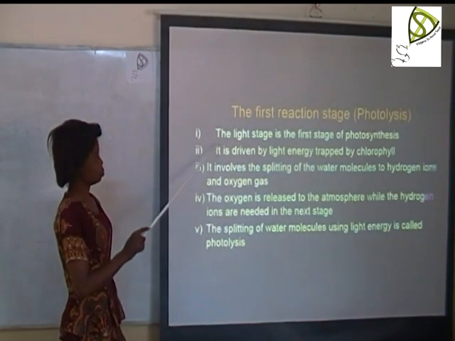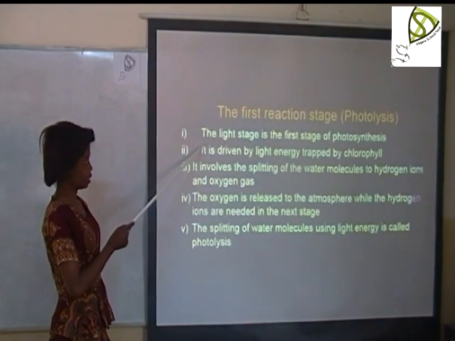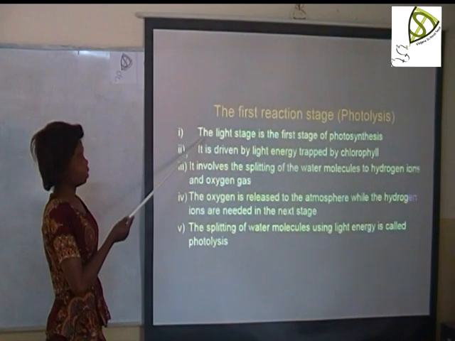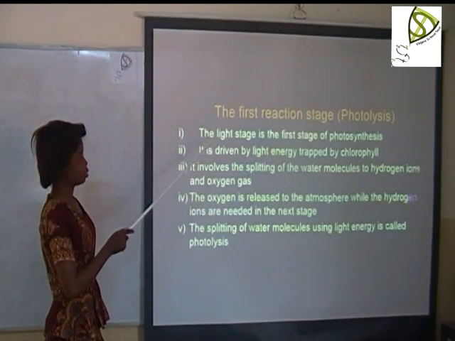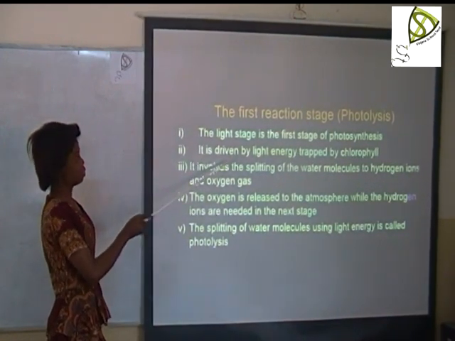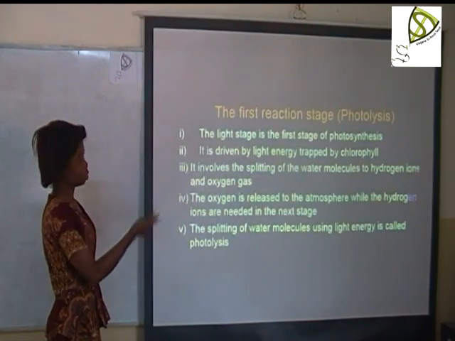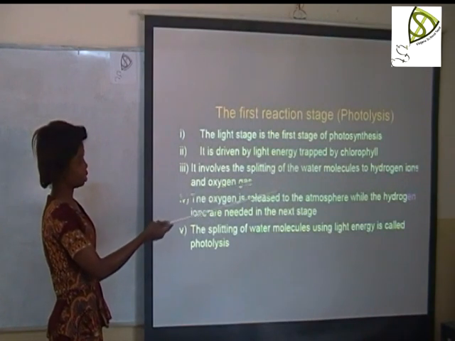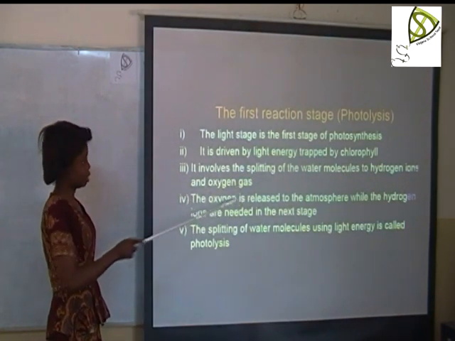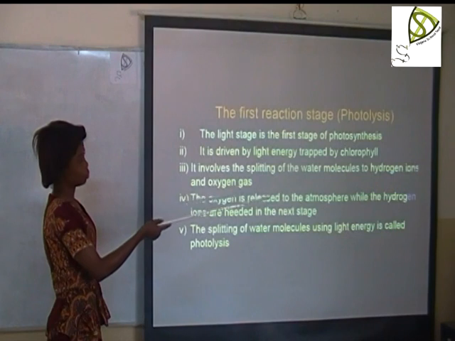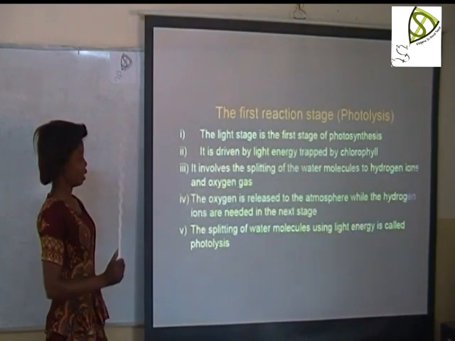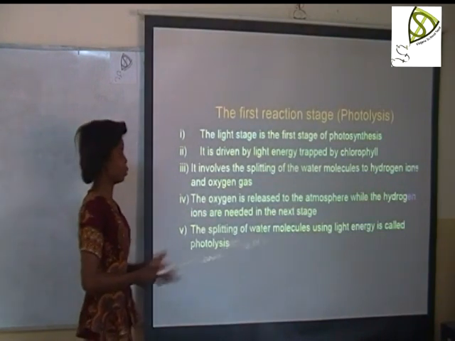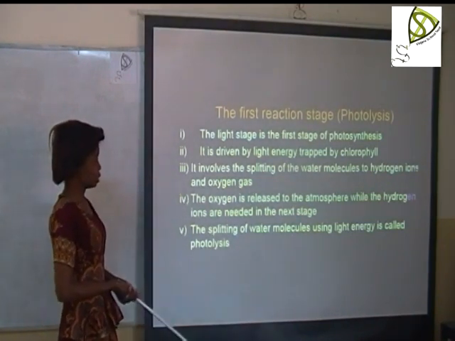Like I said in the previous slide, the light stage is the first stage of photosynthesis. It is driven by light energy trapped by chlorophyll. It involves the splitting of the water molecules to hydrogen ions and oxygen gas. The oxygen is released to the atmosphere while the hydrogen ions are needed in the next stage, which is the dark reaction or the dark stage of photosynthesis.